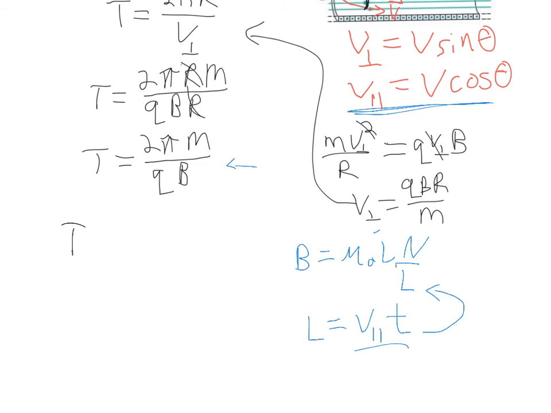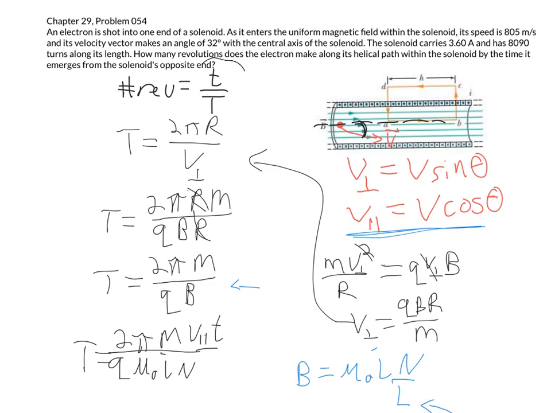So our period becomes equal to 2 pi times the mass divided by q times my B field, which is mu naught times I multiplied by N, and then since it's divided by L, I'll put the components of L up on the top. So we have v parallel times t. And what we find is now we have an equation where we can solve for the thing we're looking for. We can solve for t over the period and then get exactly what we're looking for, the number of revolutions that our electron experiences as it travels the length of the solenoid.